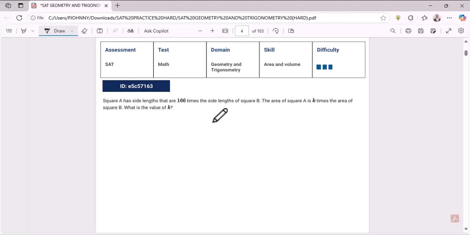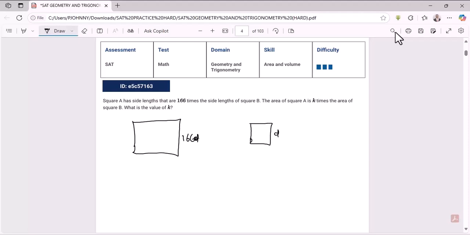All right, here we have a question. Say square A has side lengths that 166 times the length of square B. So this is square A, the bigger one, and this is square B, the smaller one. So whatever the side of square A is, which letter should I use now? Let's say this is D. So this is going to be 166 D, because the side length of square A is 166 times that of B.